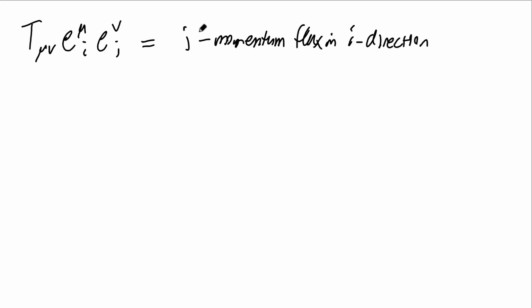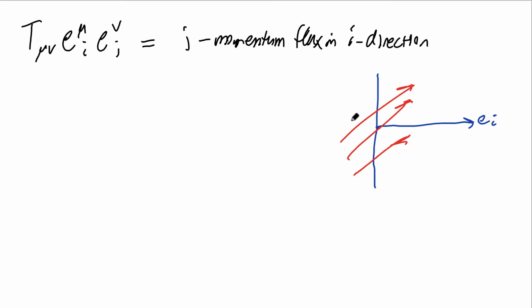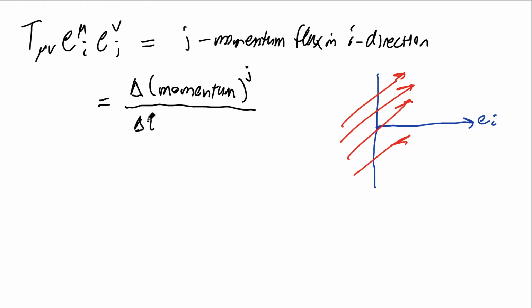And of course we know that's also the same thing as the I momentum flux in the j direction. So we have a surface that's perpendicular to the I direction, and we have momentum crossing from the left side to the right side. So from the point of view of the right side, the momentum is increasing. So this is equal to the change in momentum on the right-hand side, the jth component, so let me put a little superscript j here, divided by the time interval and the area perpendicular to the I direction.